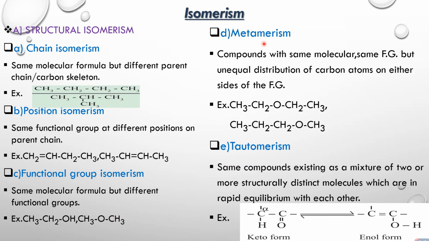Fourth type is metamerism. These are compounds with the same molecular formula. The functional group is also the same, but there is unequal distribution of carbon atoms on either side of the functional group.